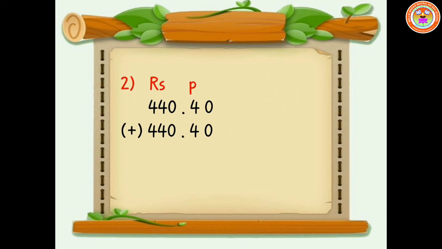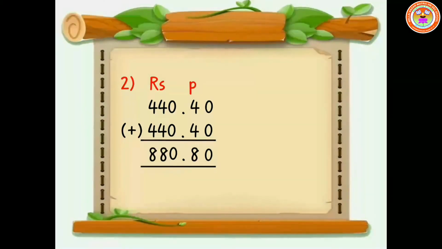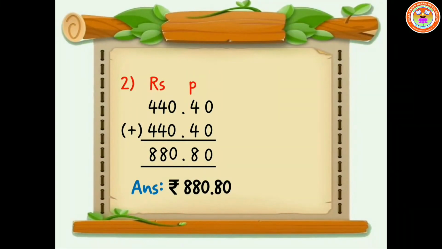Look at the second question. 440 rupees 40 paise plus 440 rupees 40 paise. What is 0 plus 0? 0. 4 plus 4? 8. Place a dot in the center. Then 0 plus 0? 0. 4 plus 4? 8. Again 4 plus 4? 8. Now the answer is 880 rupees 80 paise.